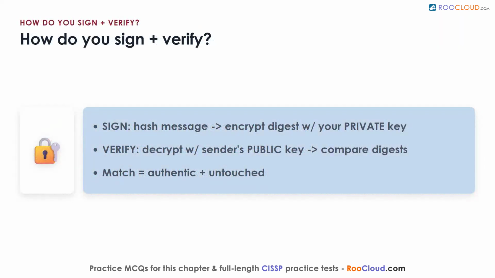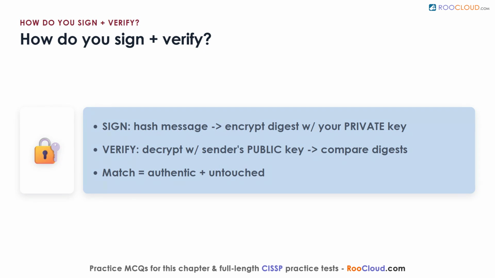How do you actually sign and verify a message? Signing has a clean shape. The sender hashes the message down to a digest, then encrypts only that digest with their own private key. That encrypted digest is the signature, and it rides along with the original message.